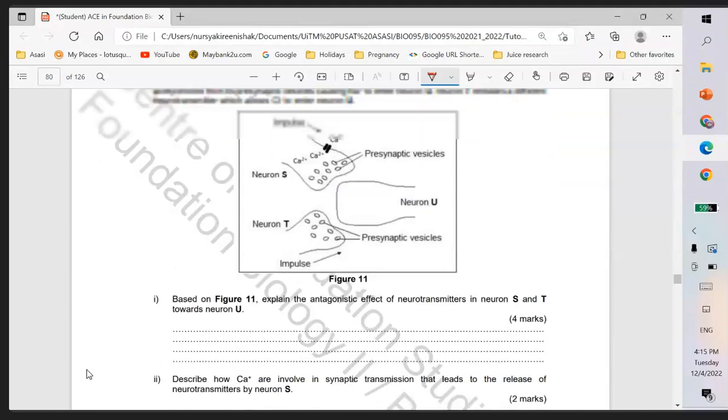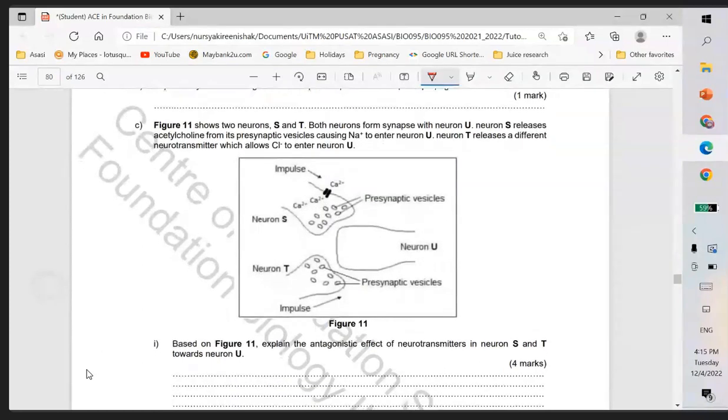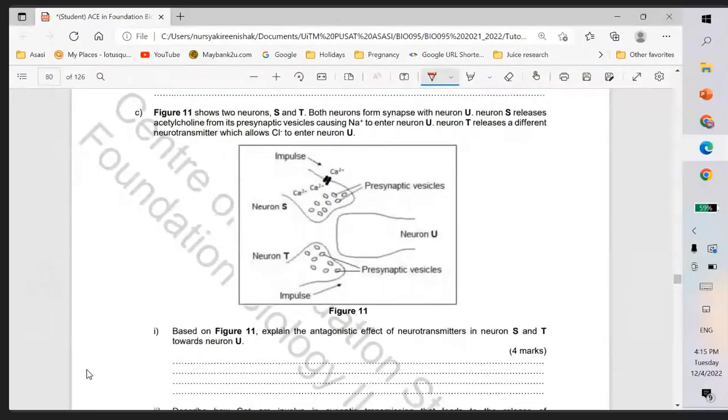C1. Based on figure 11 shows 2 neurons S and T. Both neurons form synapse with neuron U. Neuron S releases acetylcholine from its presynaptic vesicles, causing Na+ to enter neuron U. Neuron T releases a different neurotransmitter which allows Cl- to enter neuron U. Based on figure 11, explain the antagonistic effect of neurotransmitters in neuron S and T towards neuron U.